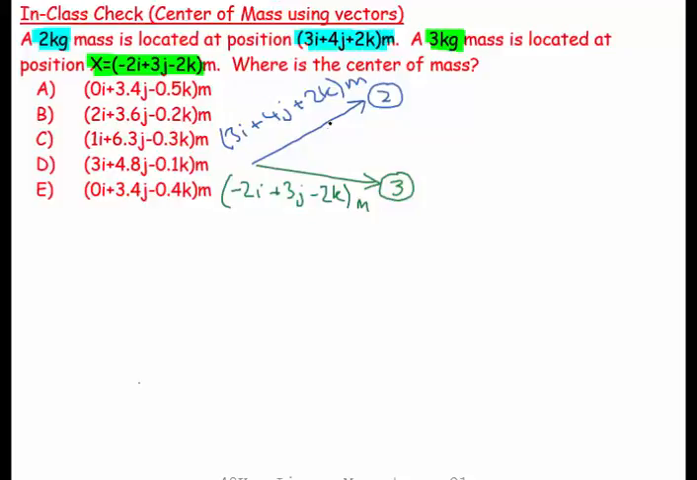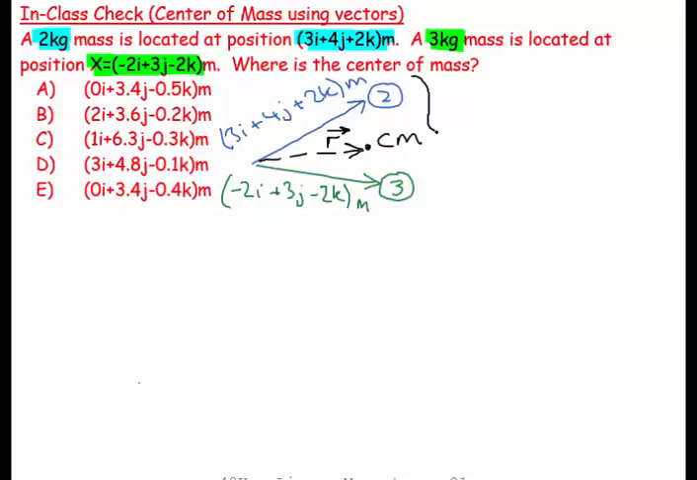And what I'm trying to find is the position of the center of mass of this system. So I'm going to imagine I want to find a vector, and that is where my center of mass is. It's going to be in between these two guys. It's going to be closer to the 3 than it is to the 2. But I need to find the ijk representation of that vector.